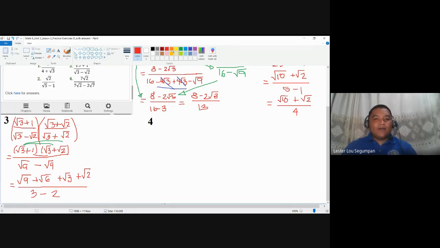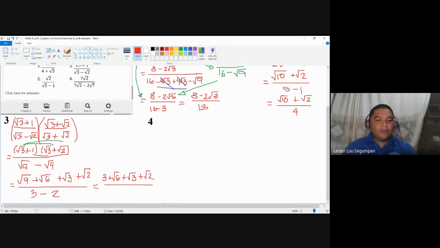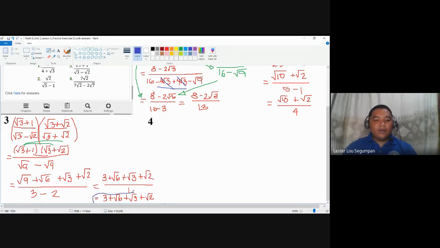And then we can simplify now the numerator. The numerator now will have square root of 9, which is 3, plus square root of 6, plus square root of 3, plus square root of 2, all over 3 minus 2, which is 1. Of course, we can actually have the final answer as simply 3 plus square root of 6 plus square root of 3 plus square root of 2. No more all over 1. So this is the value for number 3 because we cannot combine any of this anymore. We have a rational number and three irrational numbers with different radicals.